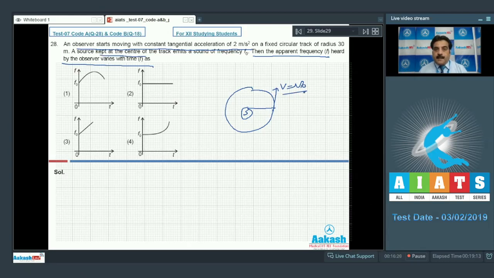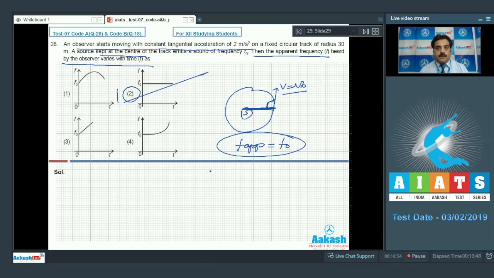Before taking anything, you can see there is no relative motion between source and observer because the separation between them will remain the same. On the other hand, the angle between the direction of velocity of the source and observer will be 90 degrees. So we can say the apparent frequency will remain f0, meaning it stays constant because there is no relative motion between them. By this discussion, I can say option number 2 will be the right choice.